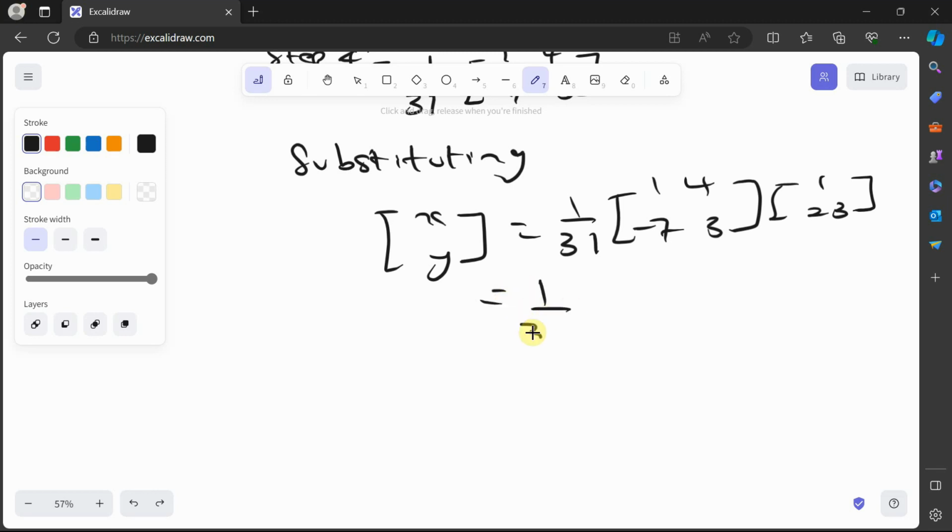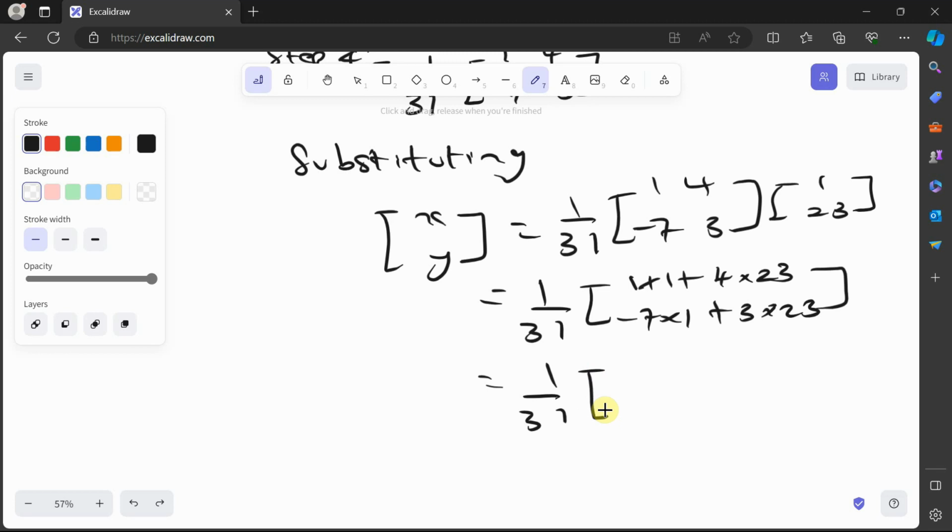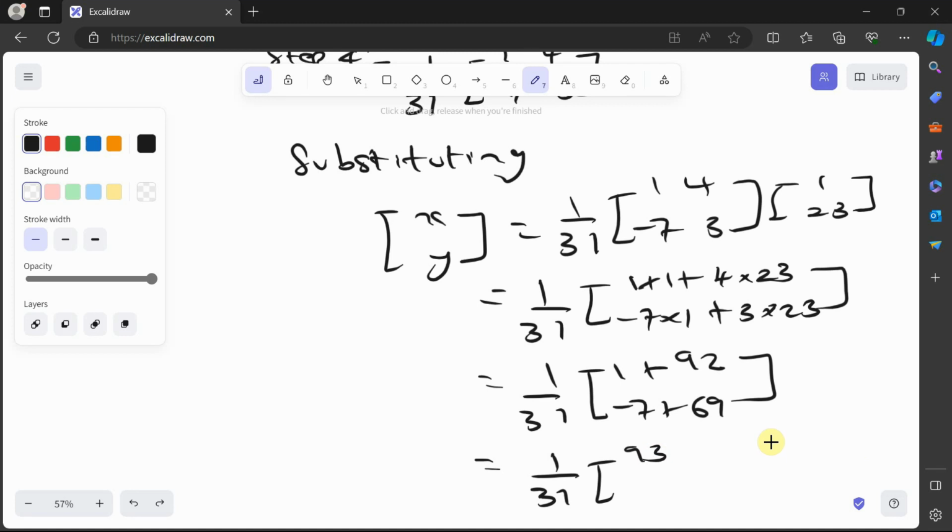So this will be 1 over 31, open bracket. So this 1 times 1 plus 4 times 23. We are done with this guy. And then minus 7 times 1 plus 3 times 23. So let's see, this 1 over 31. 1 times 1 is 1 plus 4 times 23. What will 4 times 23 give you? That will give you 92. Minus 7 times 1, that will give you minus 7, plus 3 times 23 will give you what? It will give you 69. 1 plus 92 will give you 93. Minus 7 plus 69, that will give you 62.